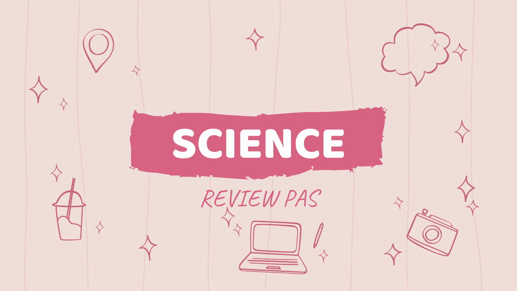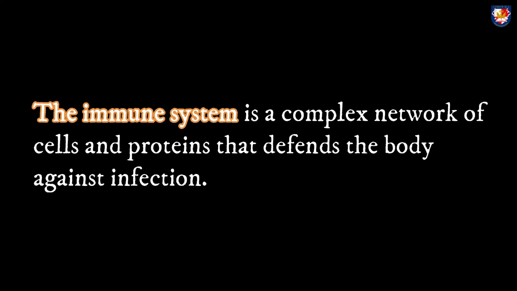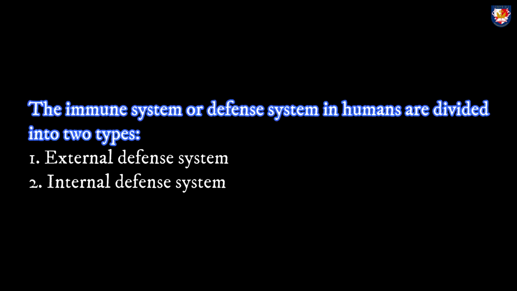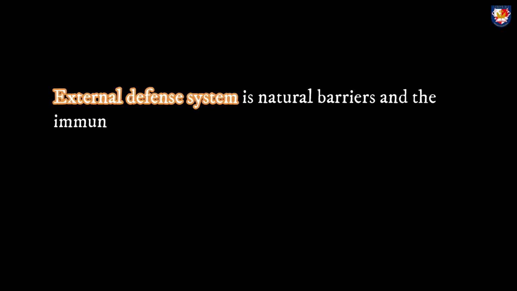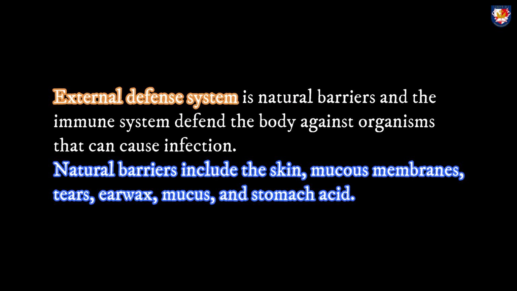Let's check it out. The immune system is a complex network of cells and proteins that defends the body against infection. The immune system, or defense system, in humans is divided into two types. First, the external defense system. Second, the internal defense system. The external defense system is the natural barriers that defend the body against organisms that can cause infection. Natural barriers include the skin, mucous membranes, tears, earwax, mucus, and stomach acid.